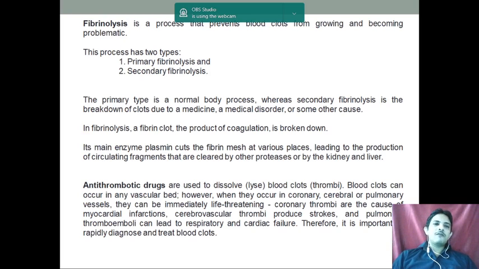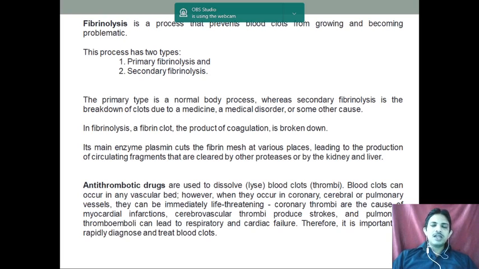Now fibrinolysis usually follows two processes, that is primary fibrinolysis and secondary fibrinolysis. Now the primary type is a normal body process. Clear? It is a normal body process, whereas secondary fibrinolysis is the breakdown of clots due to medicine, or a medical disorder, or some other causes. So whenever we give a drug and it causes the breakdown of the clot, that is known as secondary fibrinolysis.